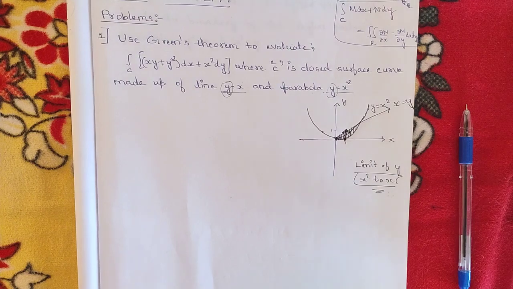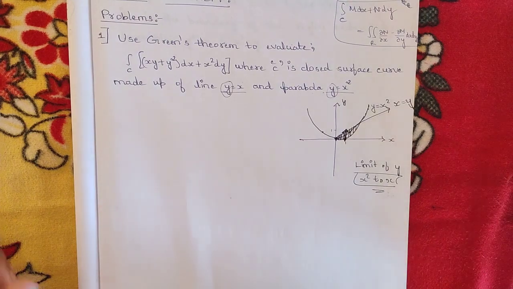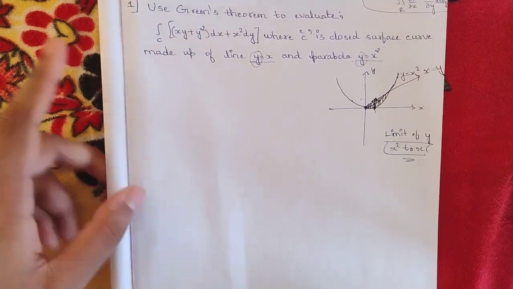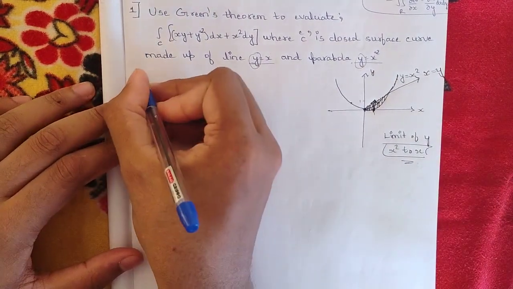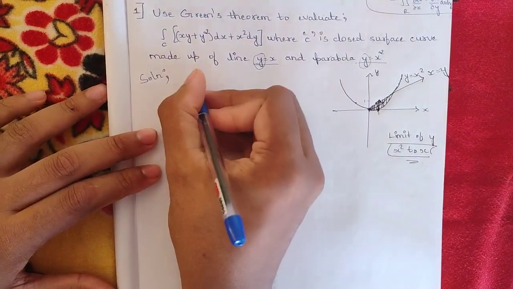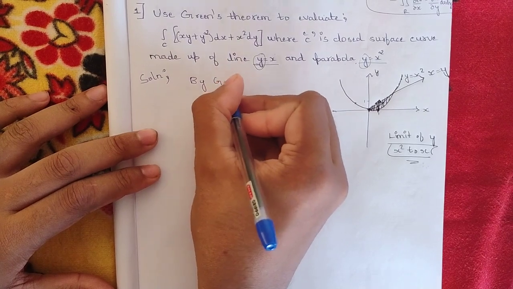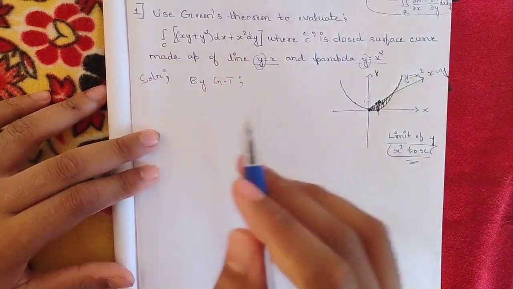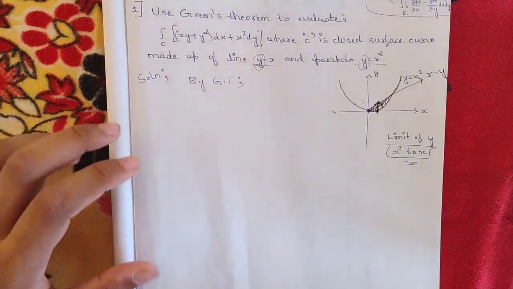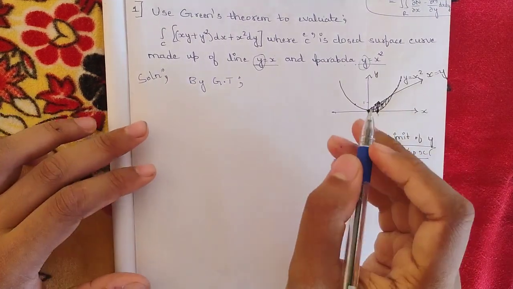Now let us check the limits of x here. For that you should be solving manually using Green's theorem. Hope it is clear. So now by Green's theorem, solve it now. GT stands for Green's theorem. While solving the problems, this is the abbreviation I am going to use in all the problems. So GT stands for Green's theorem.